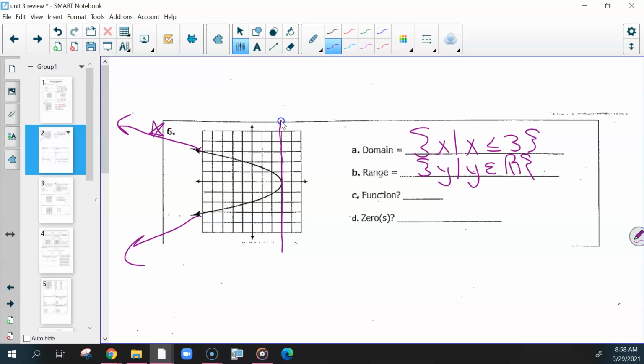These arrows show that it keeps going slightly up and slightly down. So if it keeps going up and down, it's all real numbers. Is it a function? No, because they'll touch. Correct. It touches at more than one place at any of those vertical lines, except for at 3.